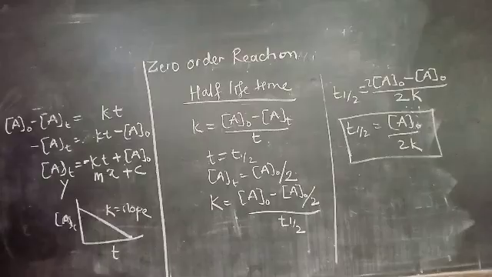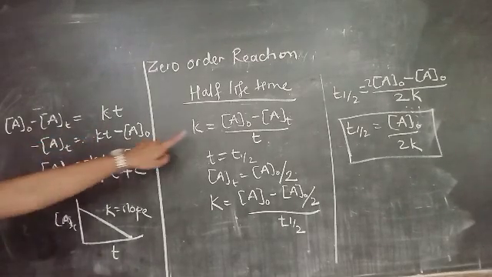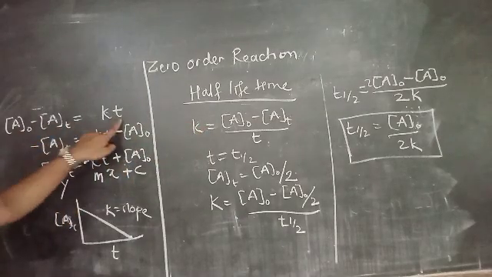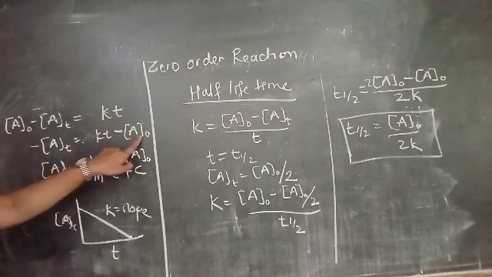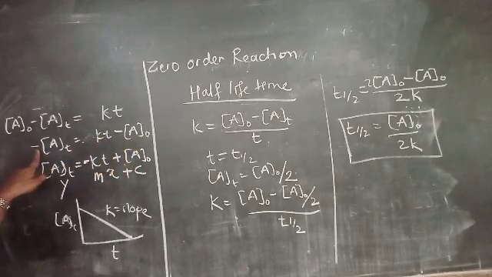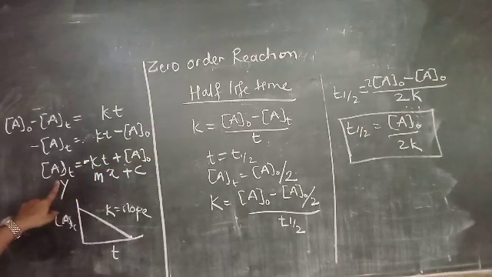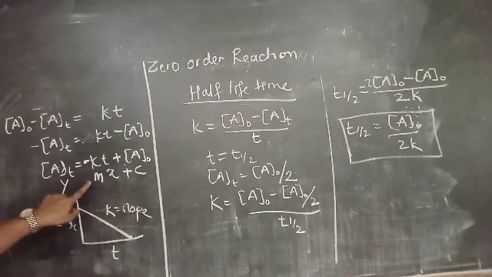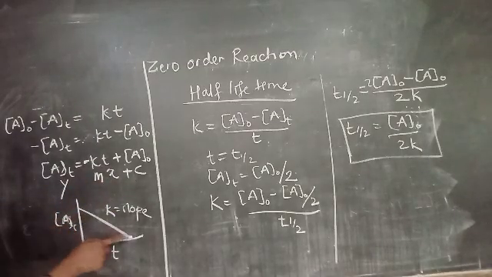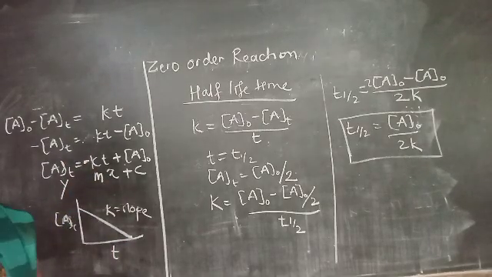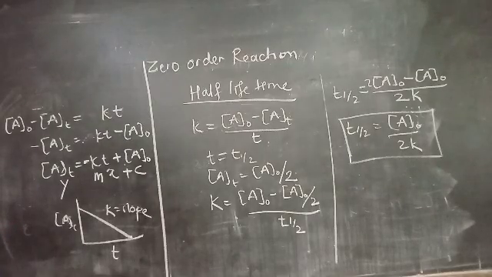So this is the graphical representation for the zero order reaction. The equation we took was A0 minus At is equal to kt. Then we shifted A0 over here, so kt minus A0. We multiply both sides by the negative, so it becomes At is equal to minus kt plus A0. So we place it into the straight line equation y is equal to mx plus c. So y is At, x is your time, so you will get the negative slope with the slope k. So this is about the zero order reaction.